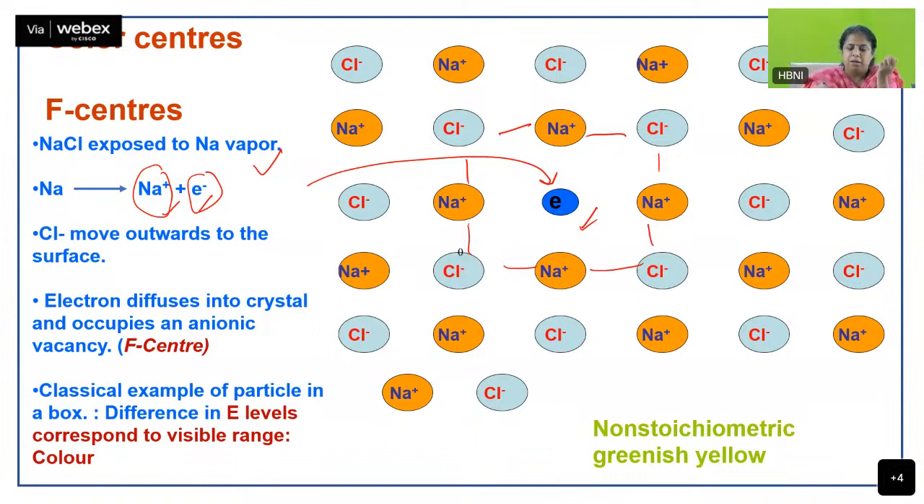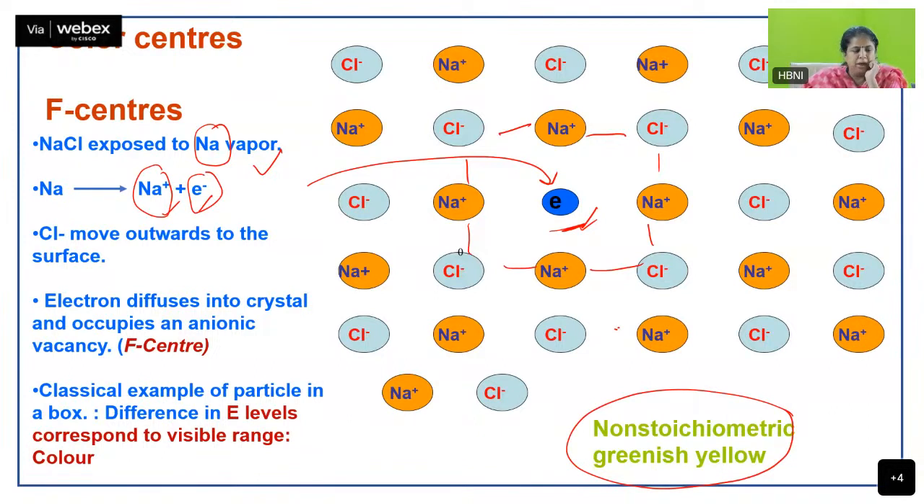That means the color that this solid will exhibit will not depend upon what vapor you heated it in. It actually will depend upon the crystal structure of this particular material. Now, what I want to say here is that if you had heated it in the rubidium vapor or potassium vapor, the color that your sodium chloride crystal will adopt will always be greenish yellow.